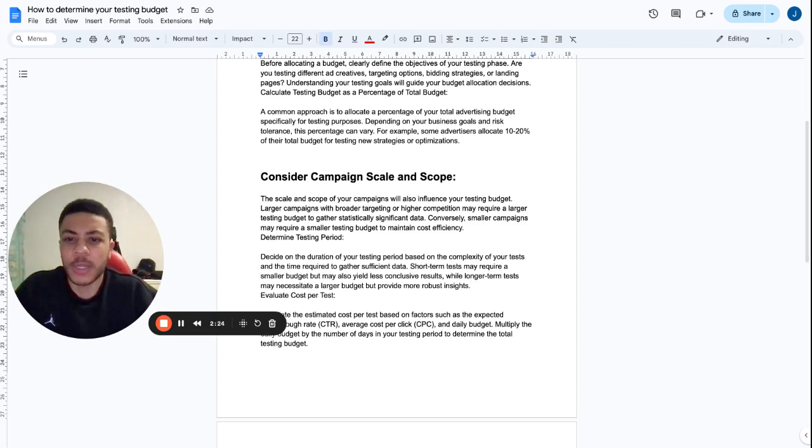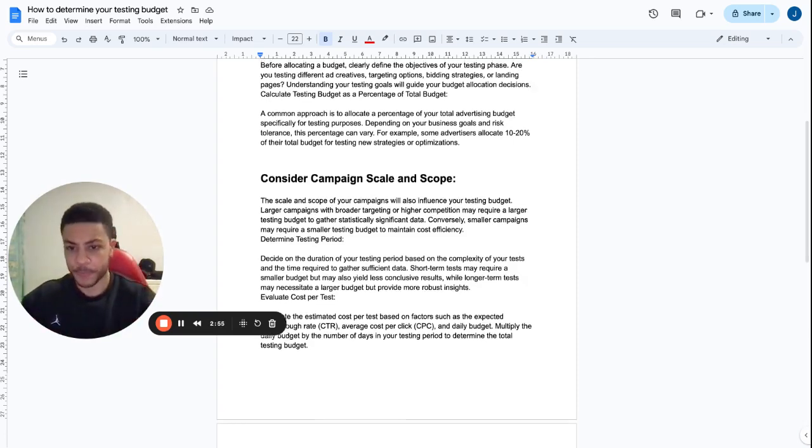So, the next thing, you want to determine your testing period. So, how long do you want to test for? Decide on the duration of your testing period based on the complexity of your tests and the time required to gather sufficient data in order to optimize with later. Short-term tests may require a smaller budget but may also yield less conclusive results, while longer-term tests may necessitate a larger budget but provide more robust insights. So what are robust insights? It's generally just more data for you to use in order to optimize with later.